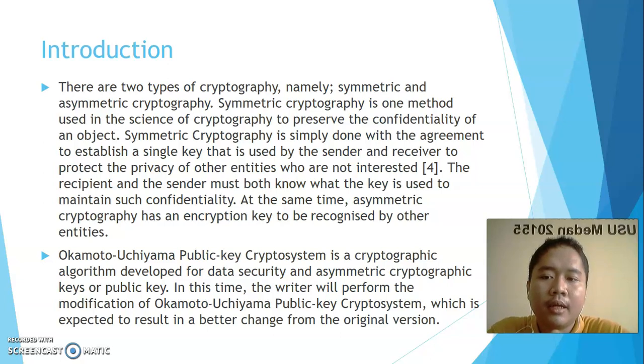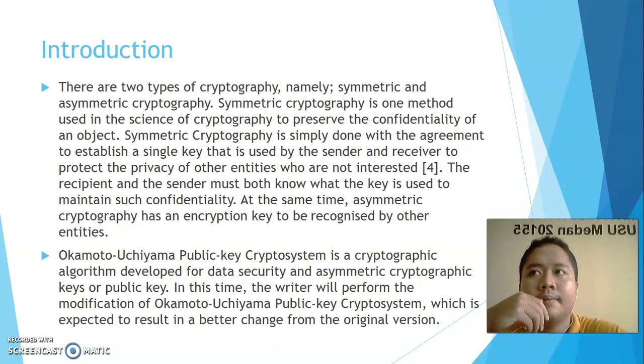So I want to make a combination between symmetric cryptography and asymmetric cryptography. Gronsfeld cipher is symmetric cryptography and Okamoto Uchiyama is asymmetric cryptography. And the main point of this combination is I want to make optimization in the key of Gronsfeld cipher.